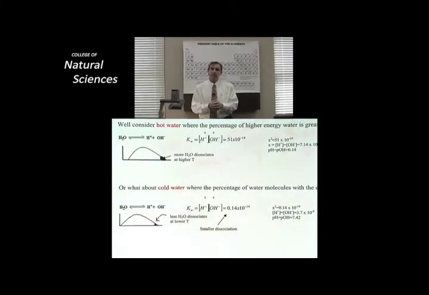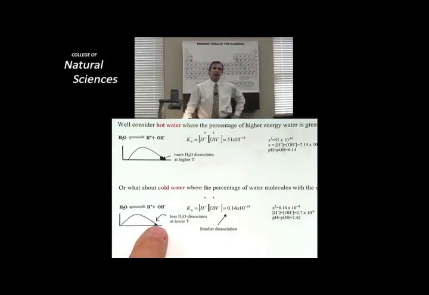It's got less energy sitting inside it. That means there's less energy that goes into the kind of wiggling that allows a proton to separate from an H plus and an OH minus. So the fraction of the H plus and OH minus that dissociate is going to be relatively small.